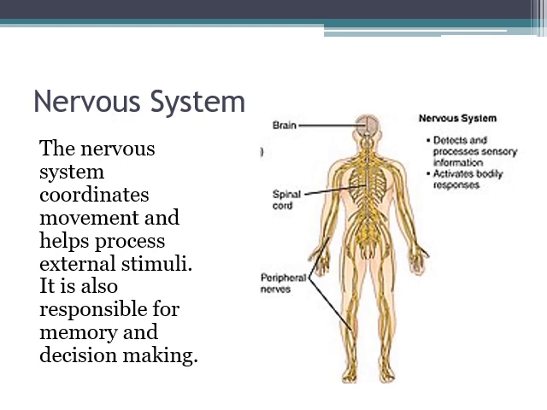The nervous system. This is what coordinates movement and helps you respond to external stimuli. You recognize what's happening in your environment and can respond to it because of your nervous system. It's also responsible for memories, which are important to survival, as well as decision making.